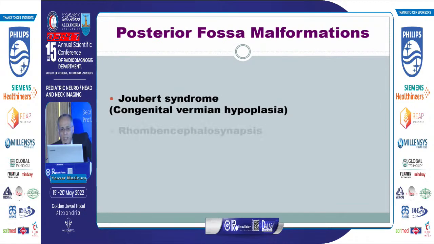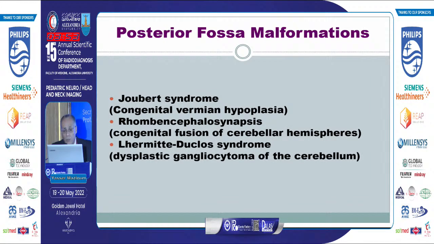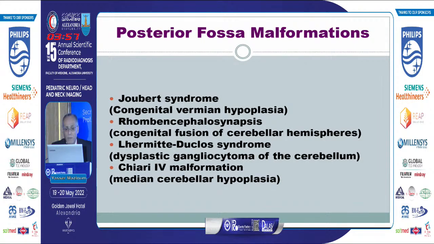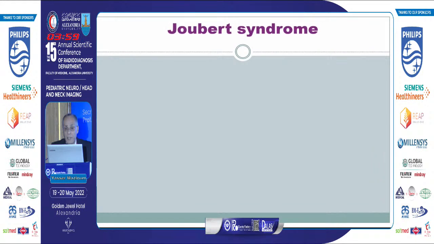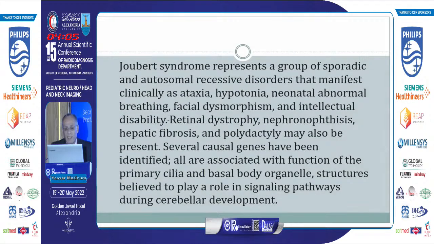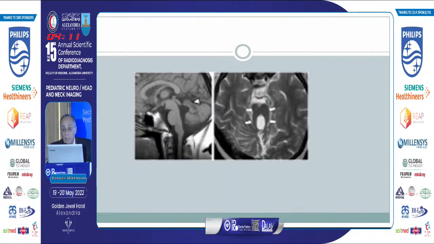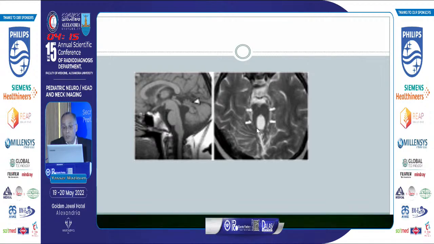Joubert syndrome, congenital vermian hypoplasia, rhombencephalosynapsis, congenital fusion of the cerebellar hemispheres, Lhermitte-Duclos syndrome, dysplastic gangliocytoma of the cerebellum, and Chiari-like malformation, median cerebellar hypoplasia. In Joubert syndrome: molar tooth brainstem, bat wing or open umbrella fourth ventricle. This is the typical appearance of Joubert syndrome, molar tooth appearance with closed umbrella fourth ventricle.